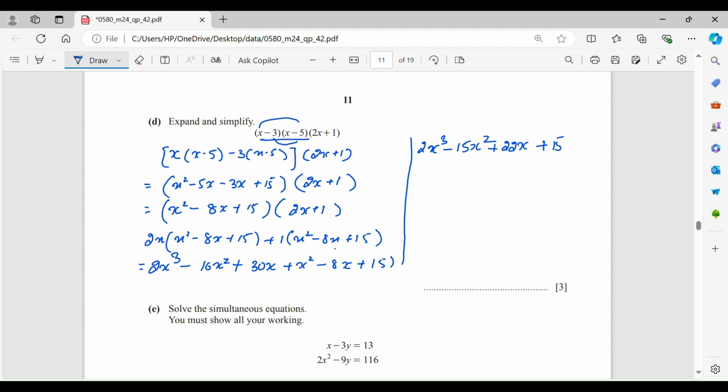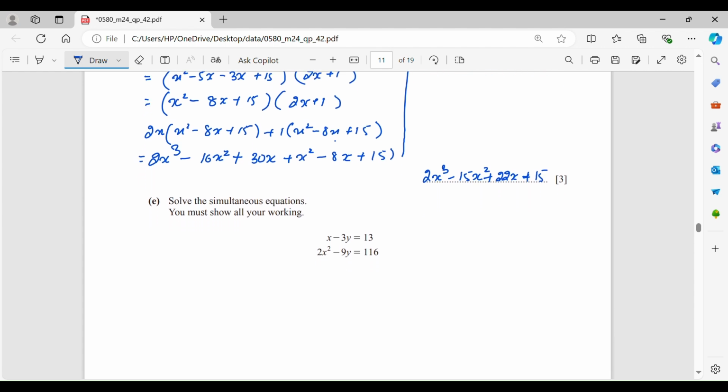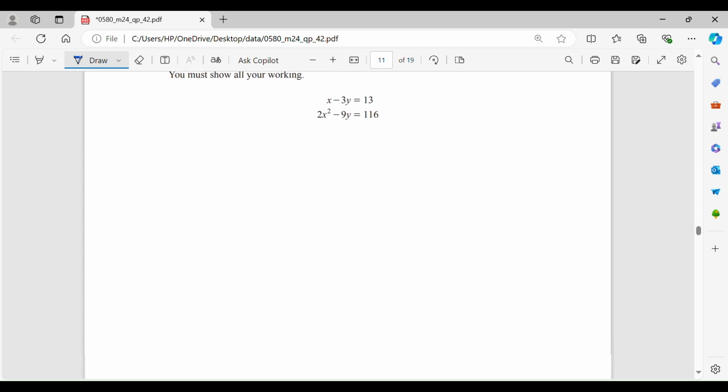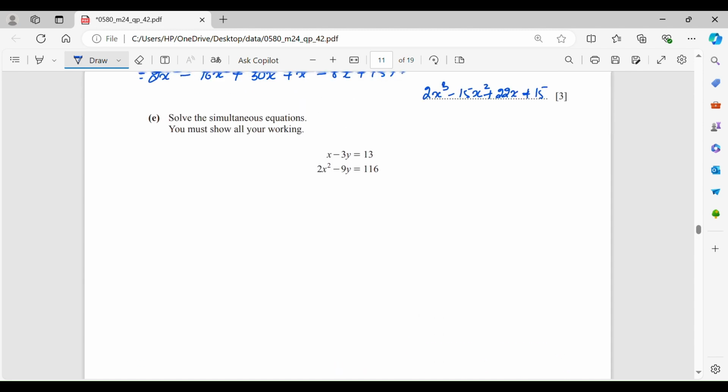2x cube minus 15x square plus 22x plus 15. Next E part. Solve simultaneous equations. You must show all your working. Okay, I think this is a 6 marks question, so we need to show all our working.